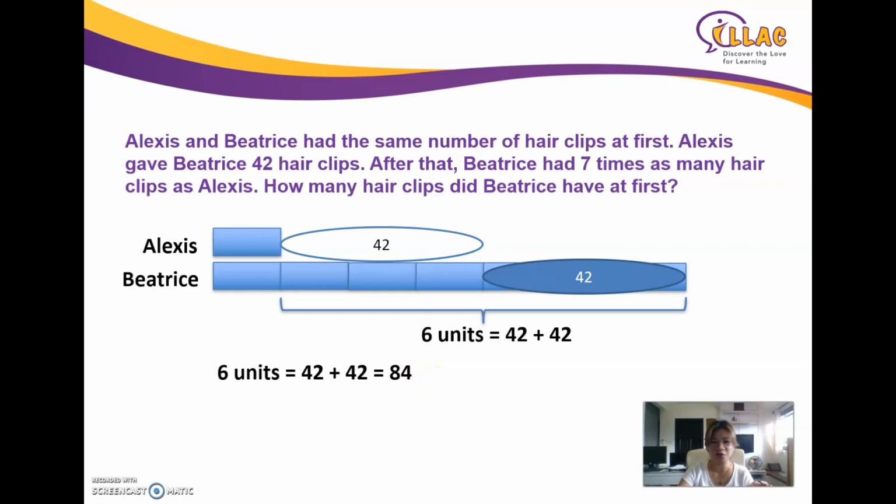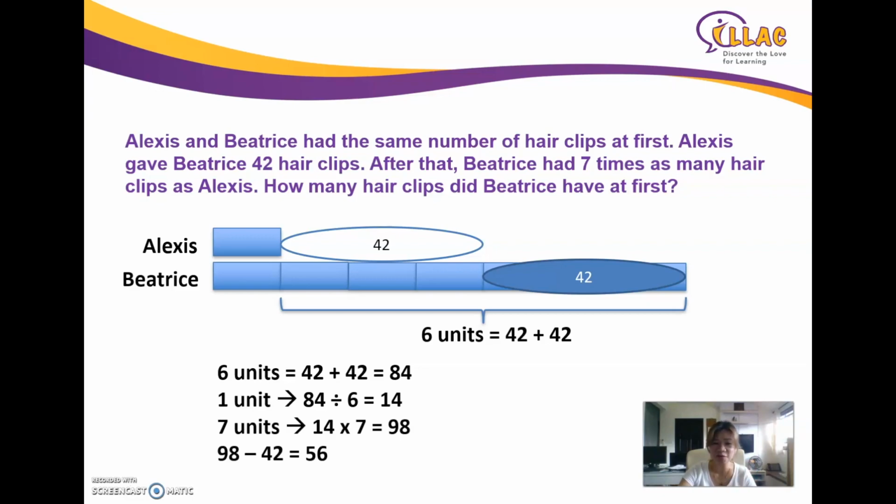Voila, you get it. You know what's going to be the next step. Find 1 unit. Okay, so 1 unit equals 84 divided by 6 equals 14. Therefore, you need to find how much did Beatrice have at first. Beatrice had 7 times. Find 7 times 14 to get the 7 units altogether. Minus away the 42 she's not supposed to have. You get the answer 56.